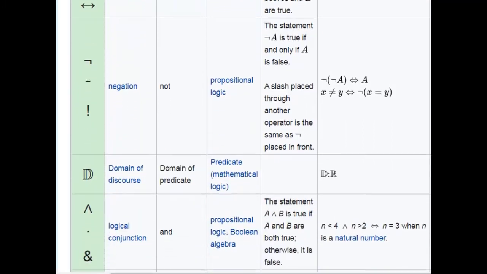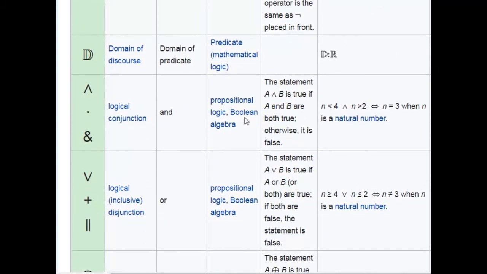Okay, now let's move to the next one. Domain of discourse. We denote by D. Domain of predicate, we call it. D, for example, D is R. R, it is the set of all real numbers.